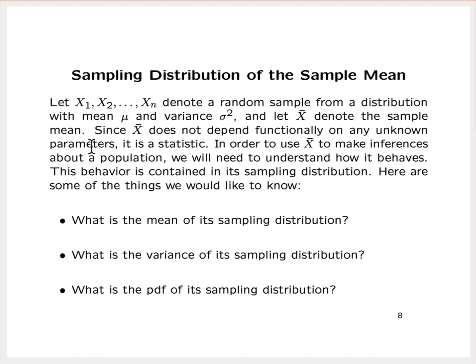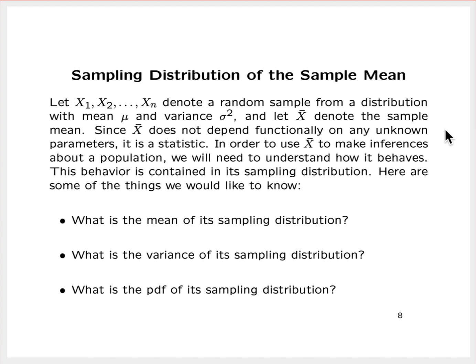Now, since x bar, the calculation of the sample mean, does not depend functionally on any unknown parameters, it is a statistic. The sample mean is a statistic. In order to use x bar to make inferences about a population, we'll need to know something about how it behaves. This behavior is contained in its sampling distribution.